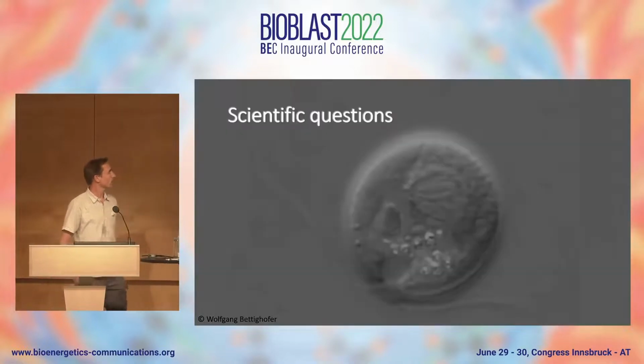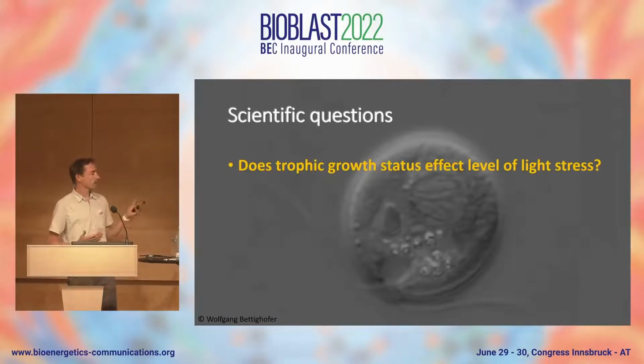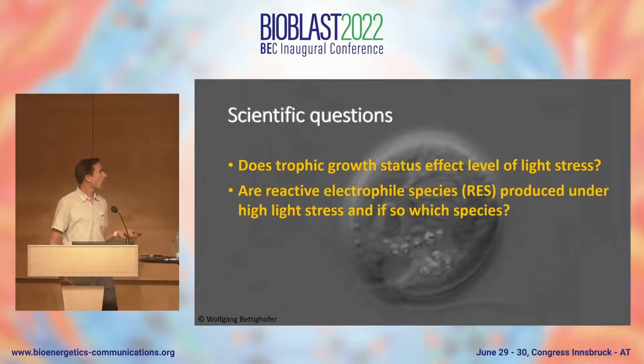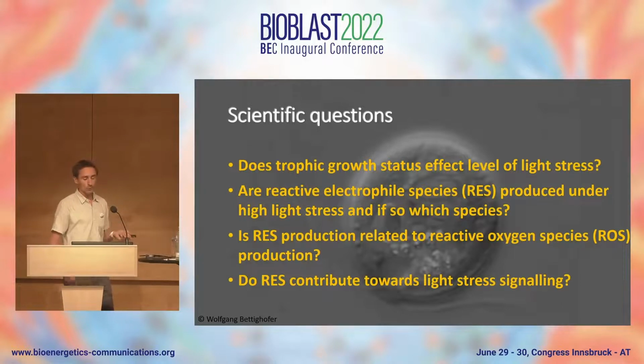So this brings me to my scientific questions that I will address in this talk. Does the trophic status of these cells affect its level of light stress? Are reactive electrophile species produced under high light stress? And if so, which species? Is RES production related to the production of reactive oxygen species, which are likely to lead to lipid peroxidation and the release of such reactive electrophile species, and do reactive electrophile species contribute to light stress signaling?